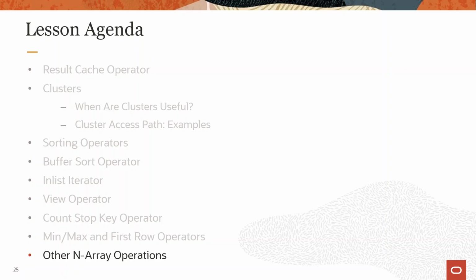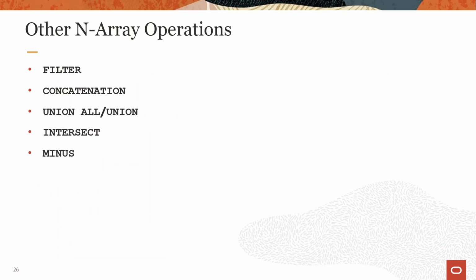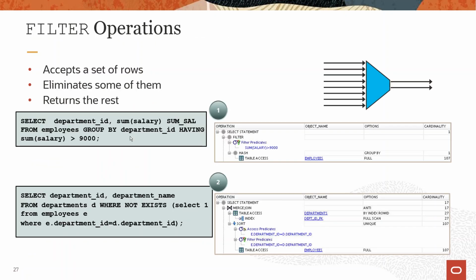And then we have several other array operations. You have filter, concatenation, union all, the union, the intersect, and the minus. These are operators that are explained in the subsequent slides. First of all, you have the filtering operation. The filtering operation is not really a row source operation of your execution plan. The filter operation is any operation that discards rows returned by another step in the execution plan. So it's not involved in retrieving data out of the table.